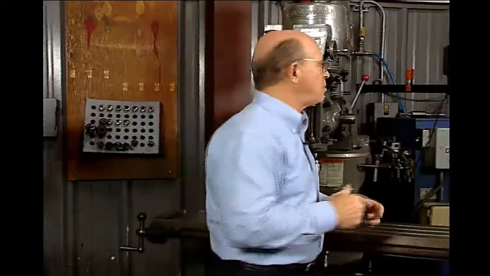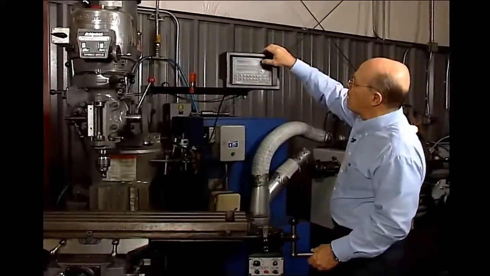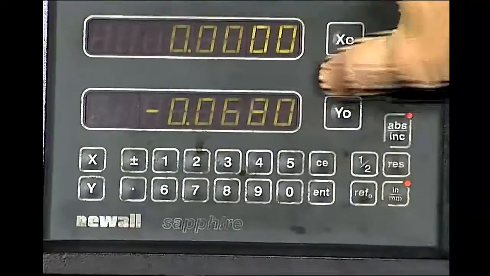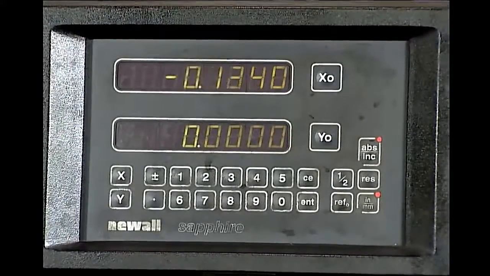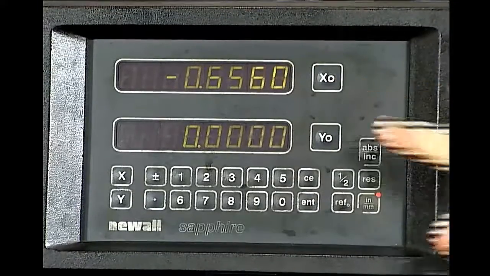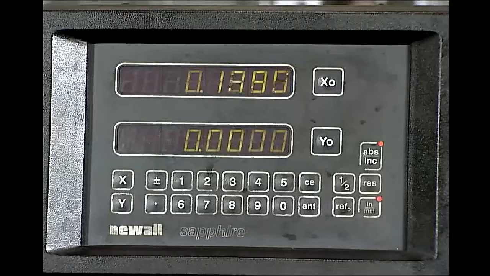Now watch what happens when I go to this digital readout. I'm going to zero them out. Notice the top one and the bottom one. Now I'm going to move it in the x direction. Notice it's minus. And this says x here. And when I move it the other way, in the opposite direction, it's in the positive. There's no symbol for the positive. And the same for the y.